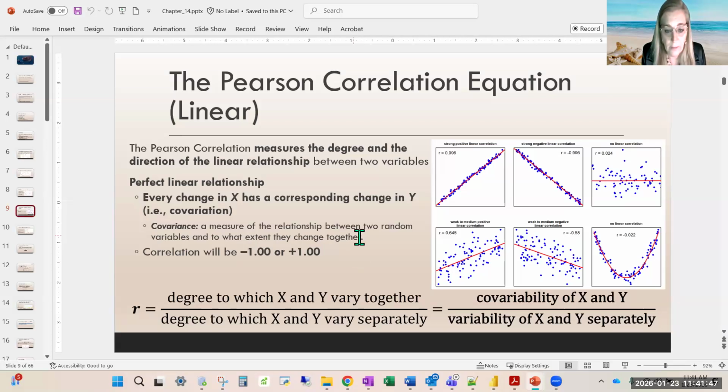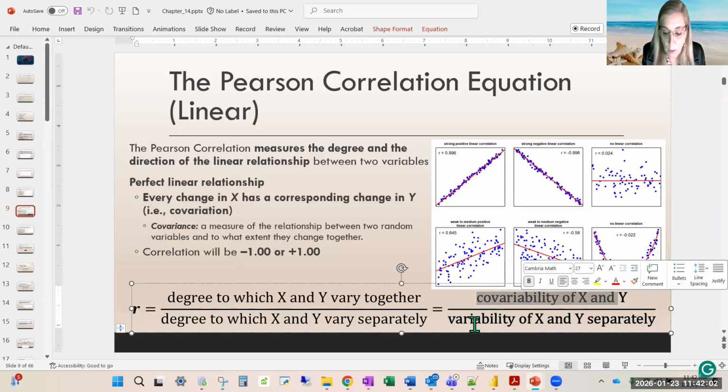And to calculate the Pearson's correlation coefficient, we would divide the degree to which X and Y vary together by the degree to which X and Y vary separately. So in the numerator, it's the covariability of X and Y. In the denominator, it's the variability of X and Y separately. All right.